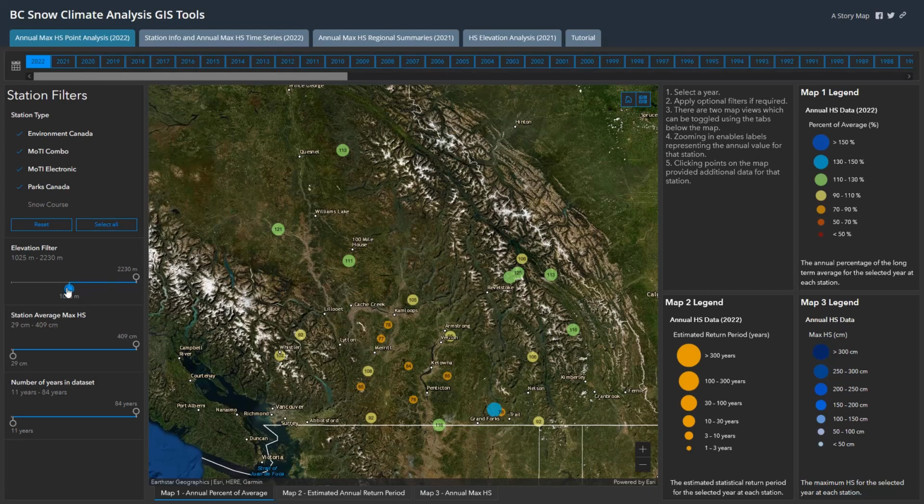Another way to look at this is to only look at wet stations. So if we think about the average maximum height of snow we're interested in, we can remove the dry stations. So if we say initially we're only interested in stations where the average max HS is greater than a meter, you can see it reduced the number of points quite a bit. And now we're just looking at our wetter, mostly mountainous stations. We can go even a bit wetter.